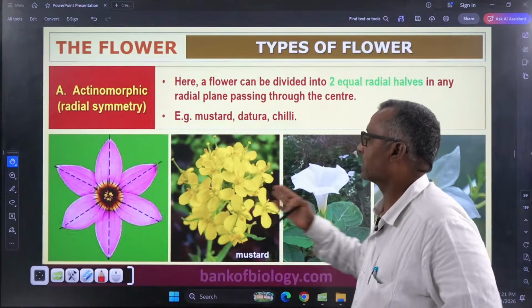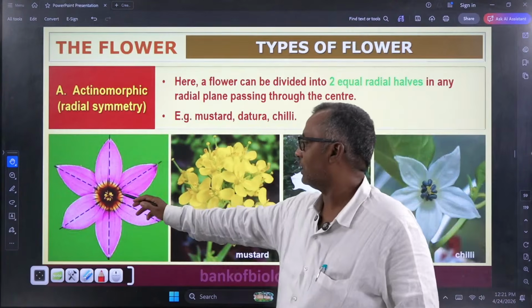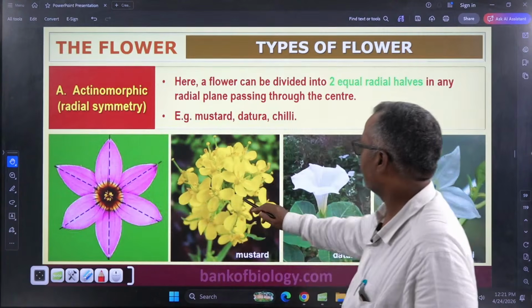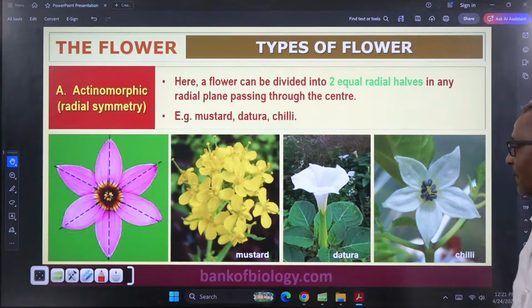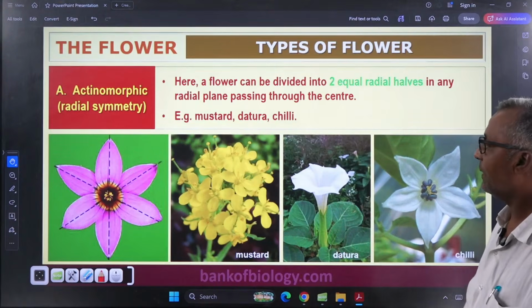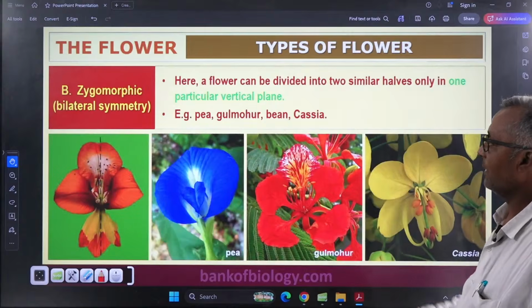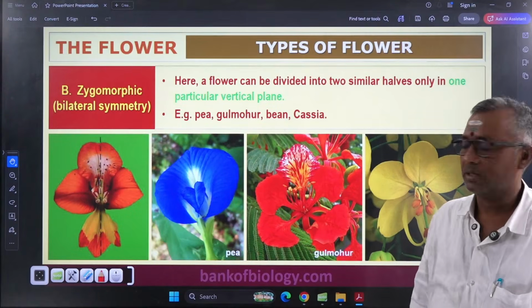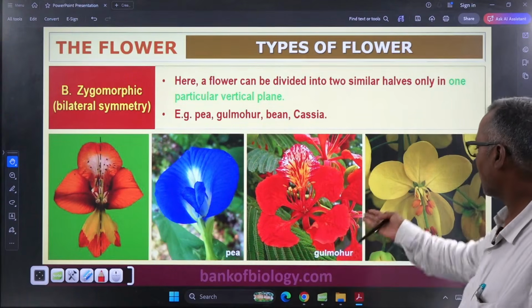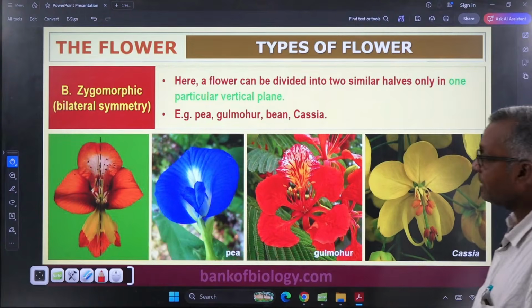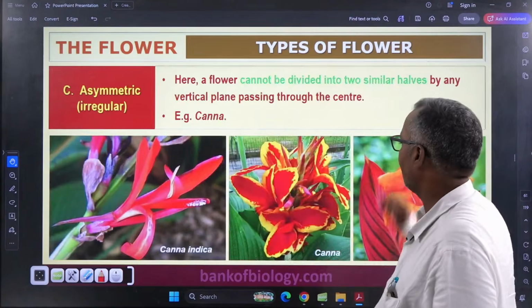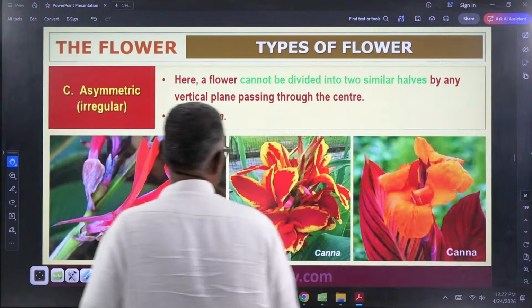So now these are the examples for actinomorphic. First look at here, this is actinomorphic. This is also actinomorphic. Mustard, datura, chili, all this you can take as example. Now for zygomorphic flower, pea, gulmohar, cassia, bean, this all you can give as example. Then Canna indica is one example.